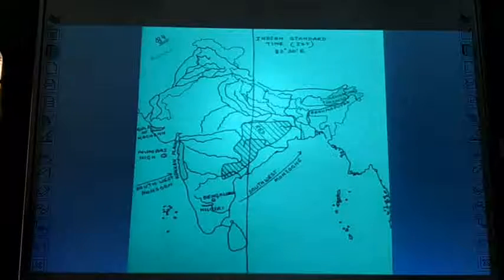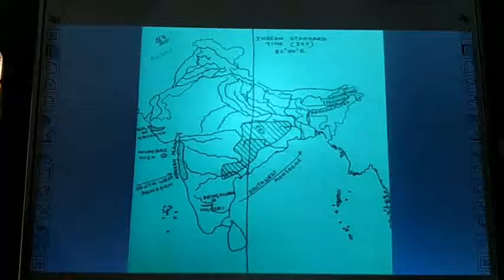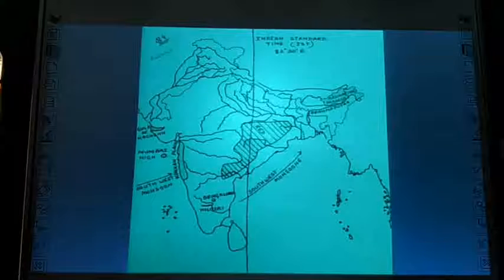Last, shade a region in North India that is sparsely populated. Well, Arunachal Pradesh is a region which is sparsely populated due to harsh living conditions, because most of the state is covered by dense forest.